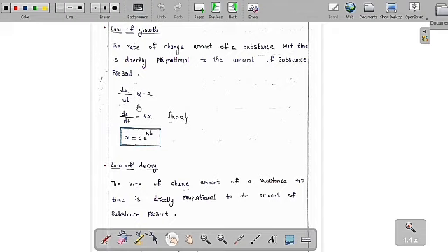So dx by dt is directly proportional to x. Then I want to remove the proportionality, so I have to place a constant. So dx by dt is equal to k into x, where k is greater than 0. So this slope is always positive, means it keeps increasing. We already know the different methods to solve this differential equation, so finally we get x is equal to c into e to the power of kt. You can solve this by any of the previous methods we have learned, and we get this formula: x is equal to c into e to the power of kt.